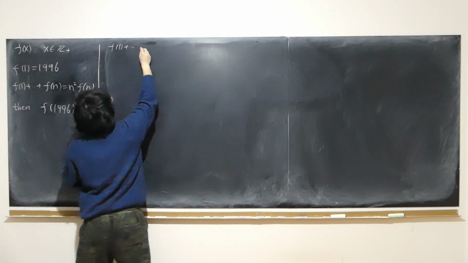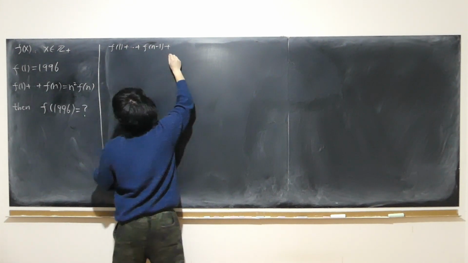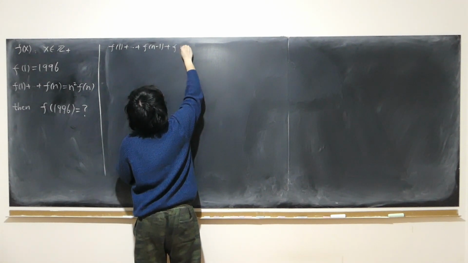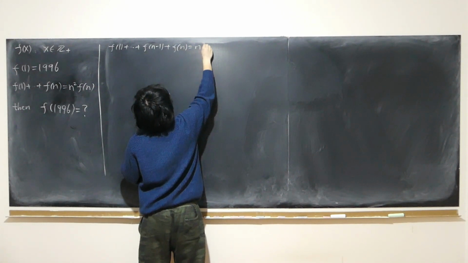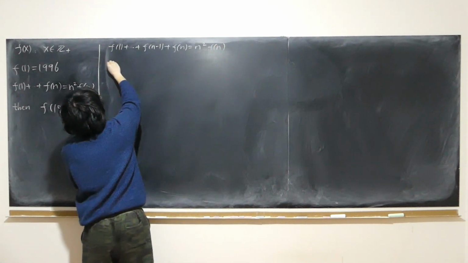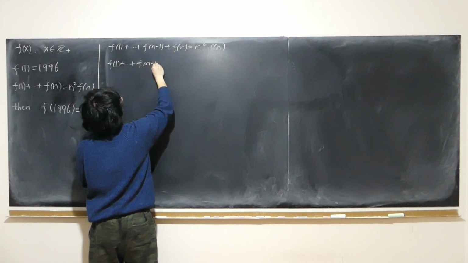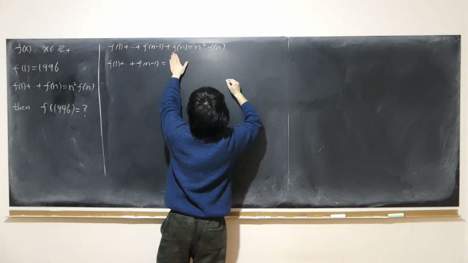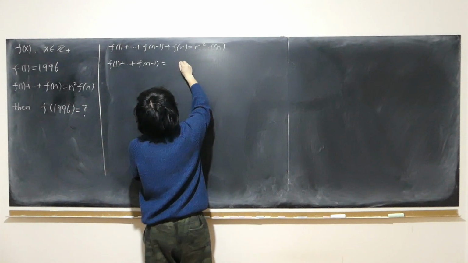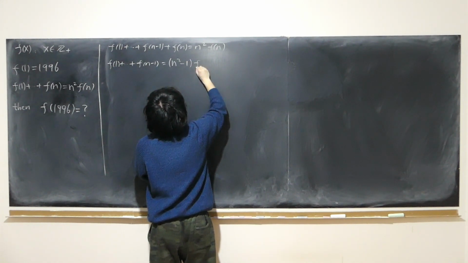So first of all, f of 1 plus all the way up to f of n minus 1 plus f of n is equal to n squared times f of n. Which means f of 1 plus all the way up to f of n minus 1 is equal to this term removed to the other side. Then we can factor it out: n squared minus 1 times f of n.